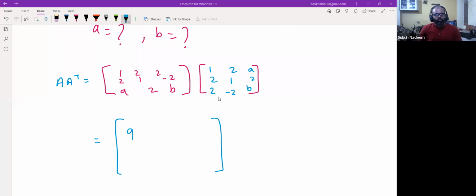So if you do the multiplication, this will be 9. Another will be 2 minus 4, that will be 0. Next would be a plus 4 plus 2b. So a plus 2b plus 4 you will write. Then it would be 2 plus 2 minus 4, 0. Then it would be 4 plus 1 plus 4, 9. Then it would be 2a plus 2 minus 2b.